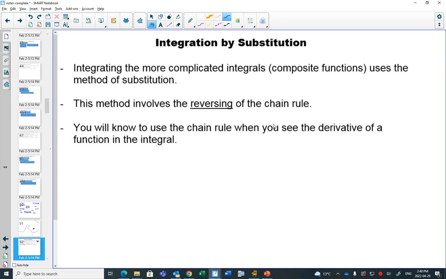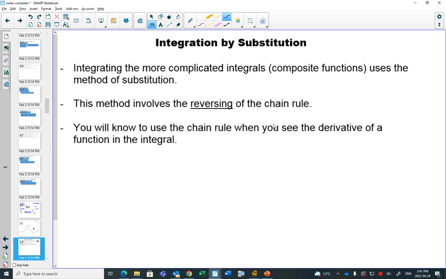Integration by substitution. So here we're getting into, we've done all of the basic integration, and we even did integration with ax plus b, which had a basic chain rule. But sometimes there's more complicated chain rule questions, and then we will actually use a process called integration by substitution to solve those. And it really is quite beautiful.